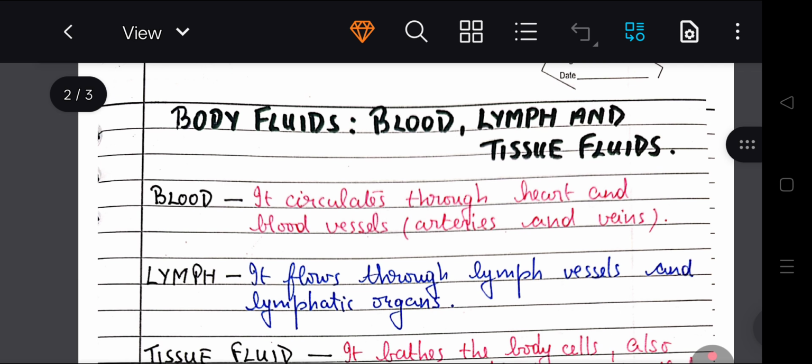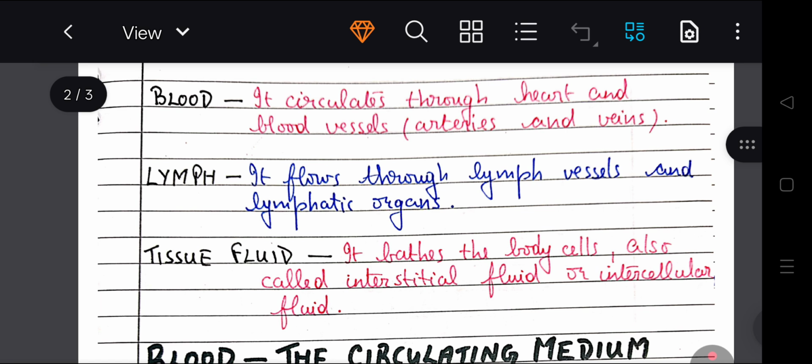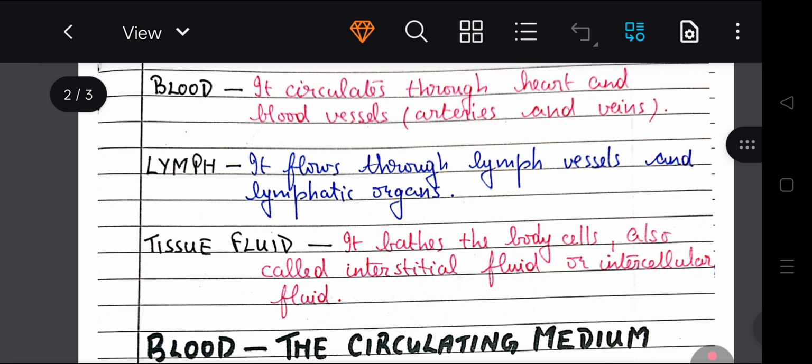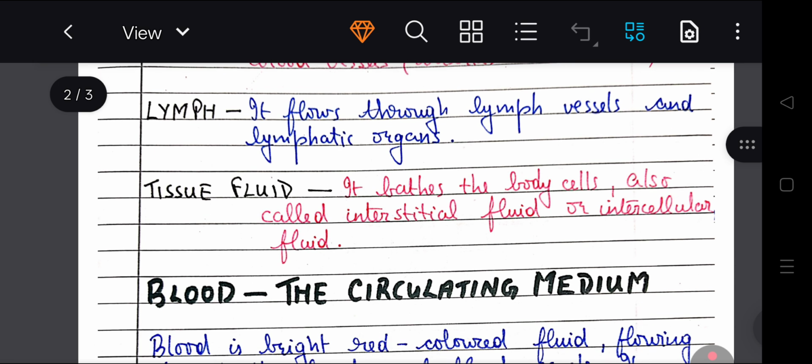Now moving on to body fluids: blood, lymph and tissue fluids. What is blood? It circulates through the heart and blood vessels. Those are arteries and veins, which we will study later. Here I am just enumerating. Lymph flows through lymph vessels and lymphatic organs. What is tissue fluid? It bathes the body cells. So it surrounds the body cells, and is also called the interstitial fluid or intercellular fluid.